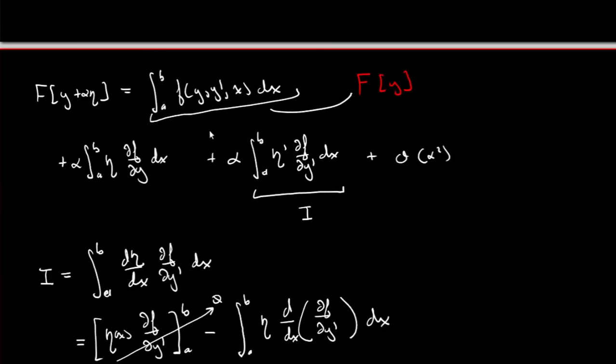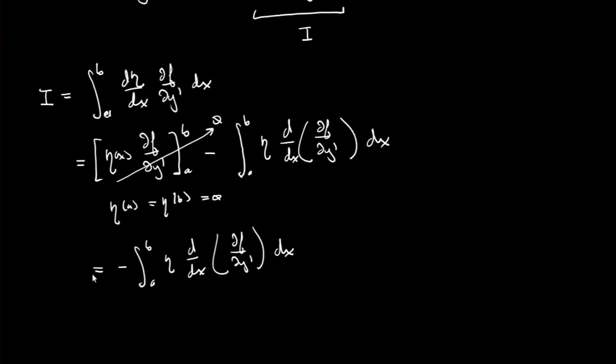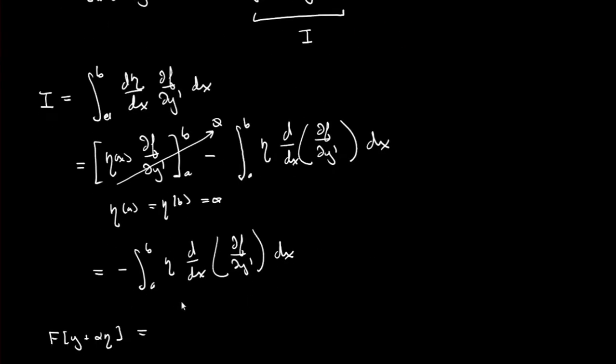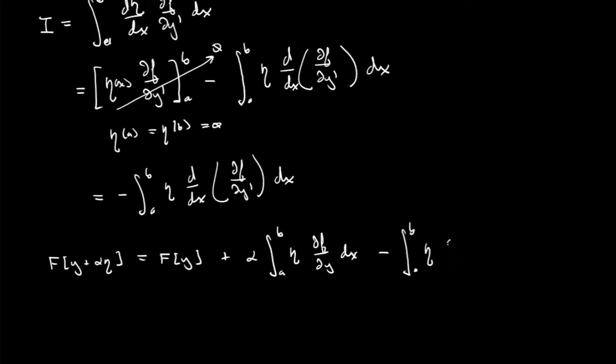And now, well, we can just go back to our functional, right? So our functional evaluated at our displaced point, F of y plus alpha eta, that's just going to be equal to F of y plus alpha integral from a to b of eta df/dy dx, but now our newest term, integral from a to b of eta, and this is the derivative with respect to x of df/dy prime, with respect to x as well.